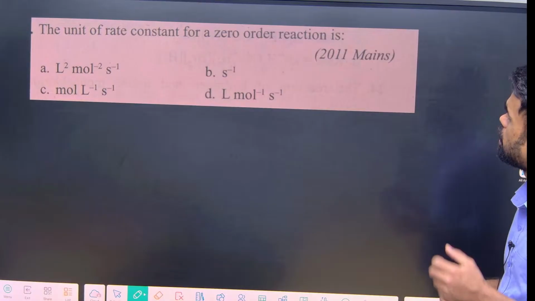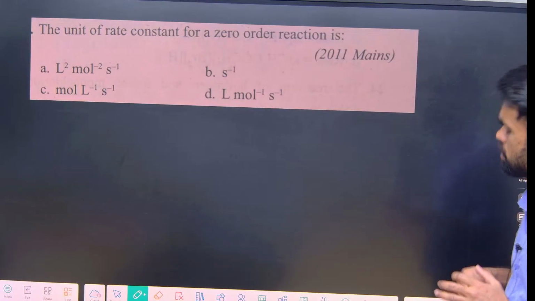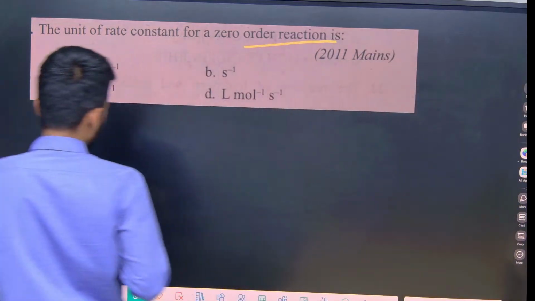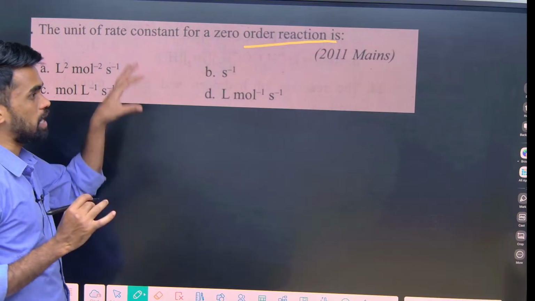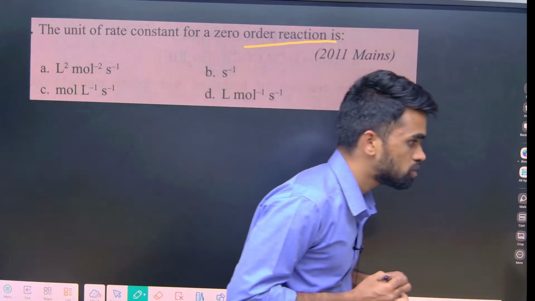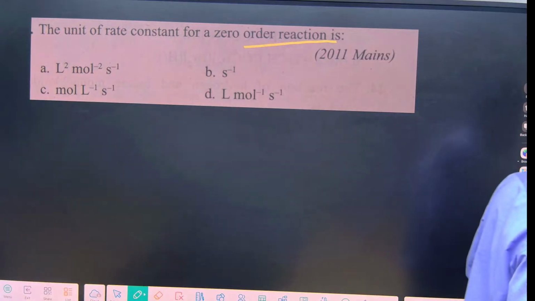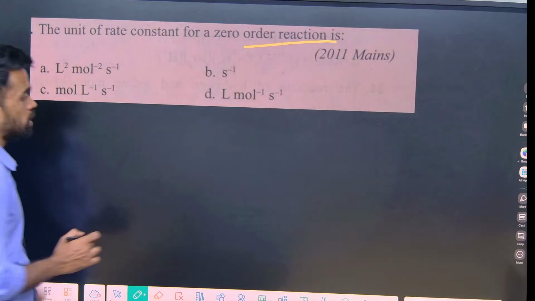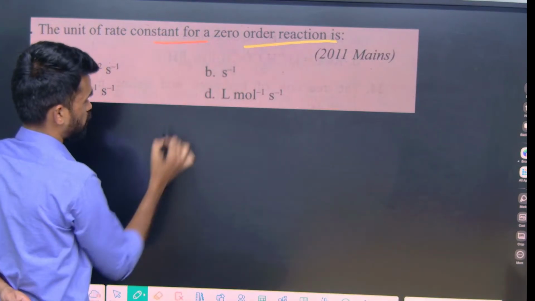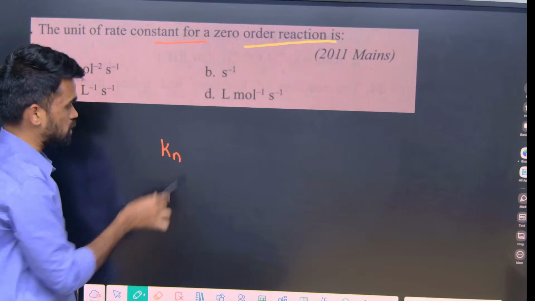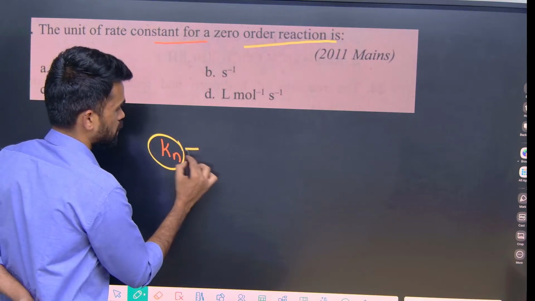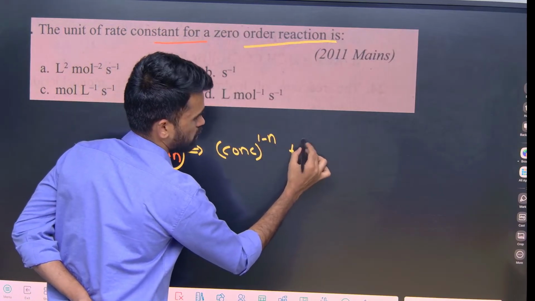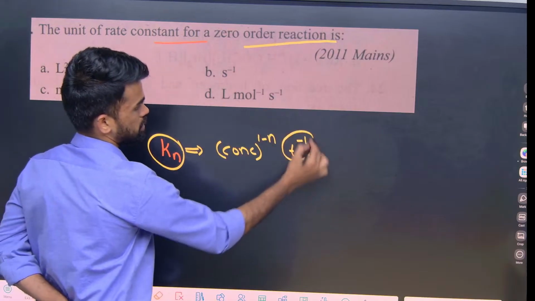Look at this question again. This is also a PYQ question. The question says the unit of rate constant for a zero order reaction. I will give you one generalized way to calculate rate constant units. For any order, you can take concentration to the power 1 minus n into time inverse. This time inverse is the same for everything.